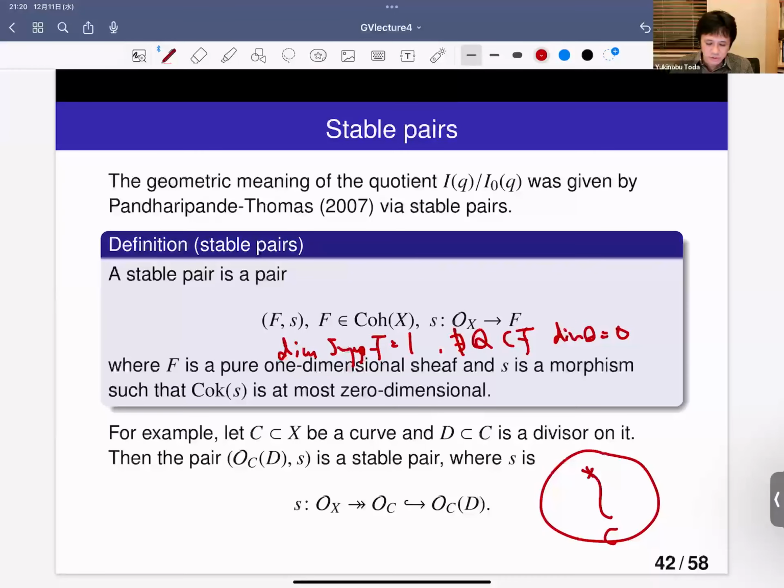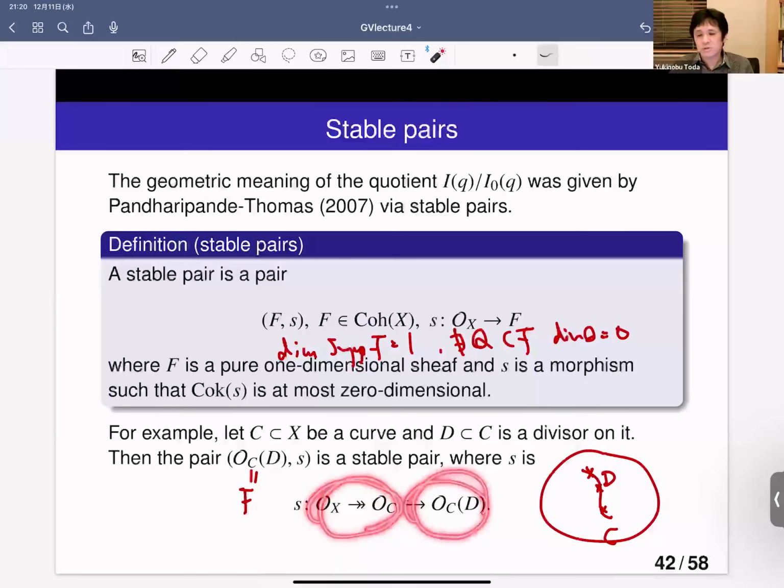And these are divisors on it. So then we can construct such a pair by constructing this pair. Now F is the sheaf associated with this divisor on the curve, and S is a natural map associated with this divisor D. So this is a composition, this is a natural surjection, and this is a natural inclusion.